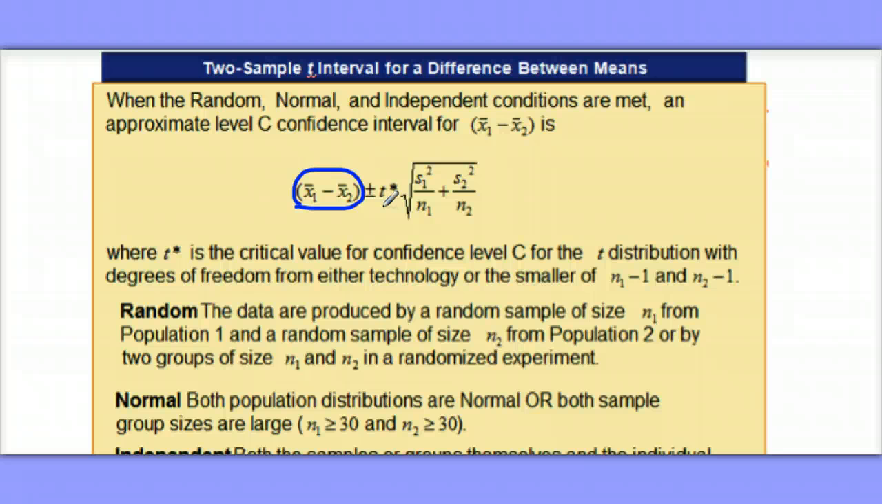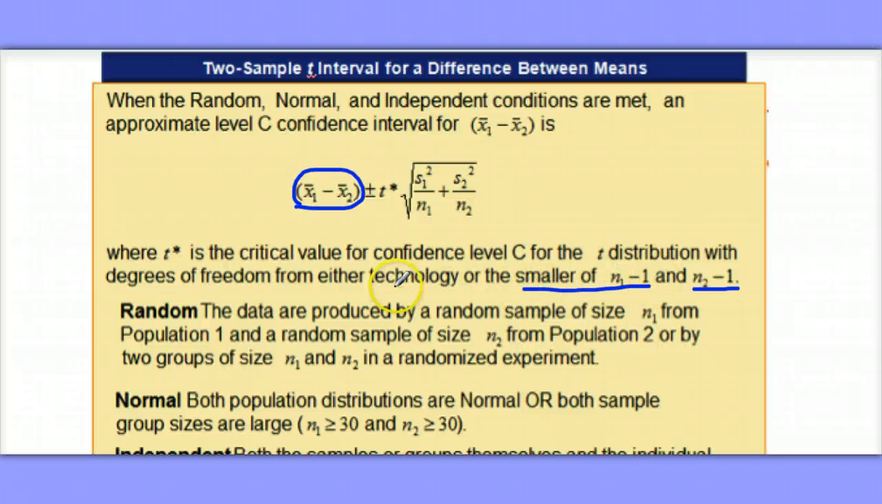The degrees of freedom normally was n minus 1, but now we're going to get the degrees of freedom by using the smaller of n1 minus 1 or n2 minus 1. So whichever sample size is smaller, that's the one we want to use. That allows us to be a bit conservative.